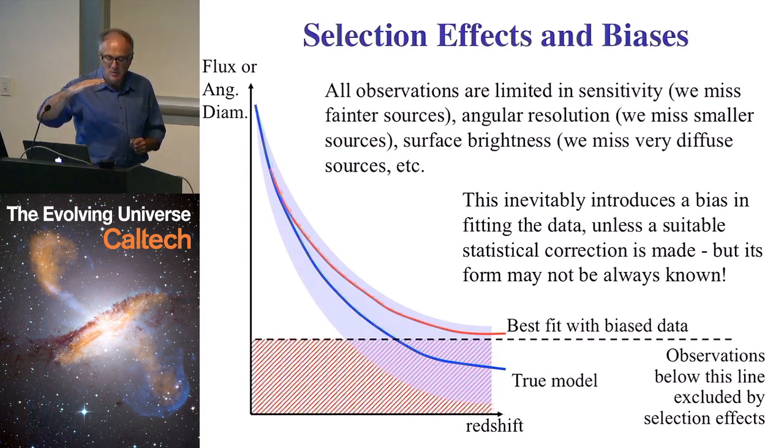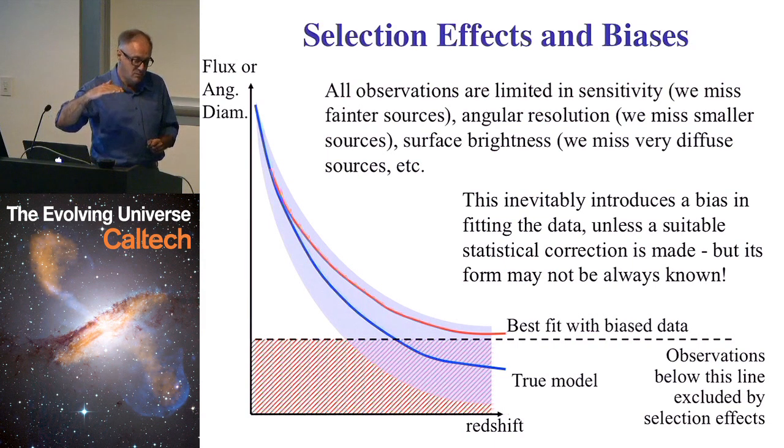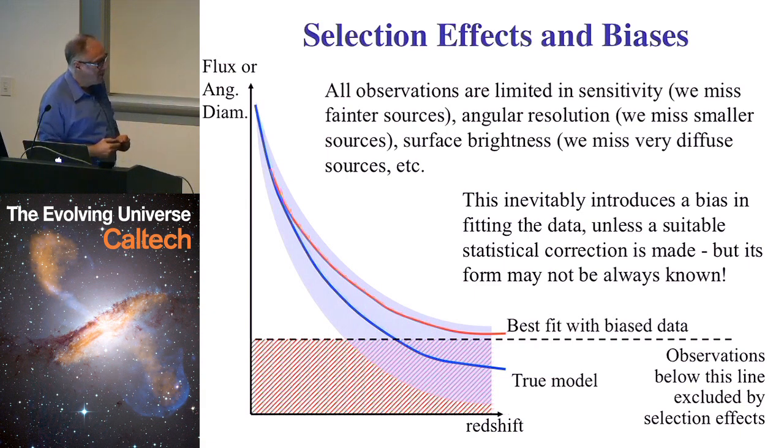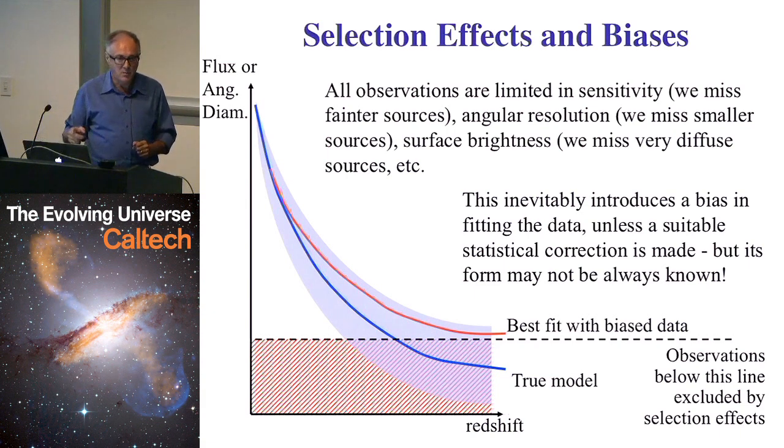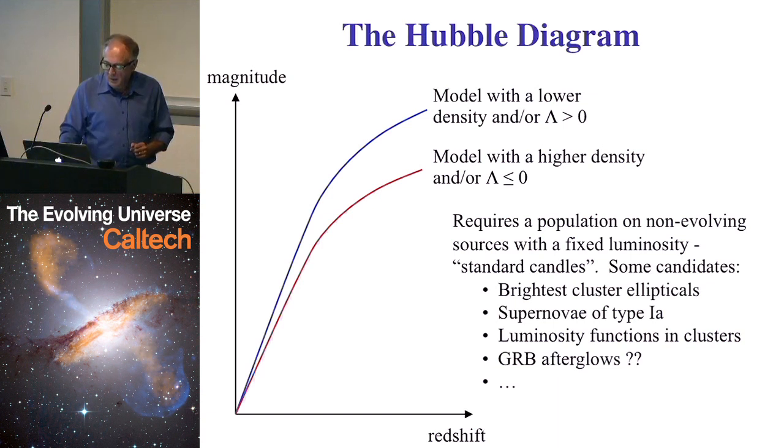And so what you observe is a biased set at high redshifts, and so you have to do something to figure out what that must be. Otherwise, you'll be fitting a wrong model, because you're only fitting to those sources that you can see, that you can detect. And this is the generic behavior you now expect for the Hubble diagram, as I already mentioned.